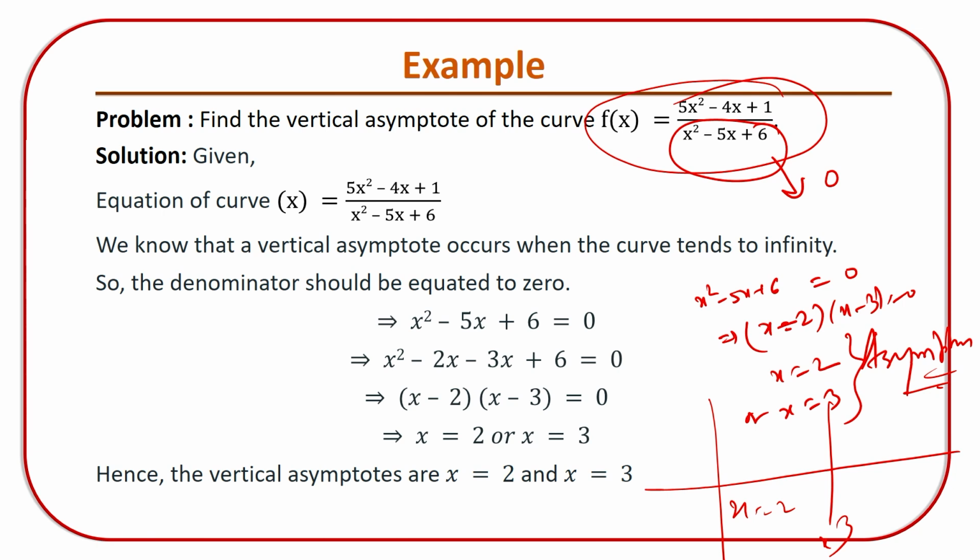Put the value x equal to 2 here. This will make the numerator 0 and this will make the function infinity. Similarly, x equal to 3 will make it infinity. So that means with the straight lines x equal to 2 and x equal to 3, the whole curve is going to be infinity, and henceforth these will be our required vertical asymptotes.